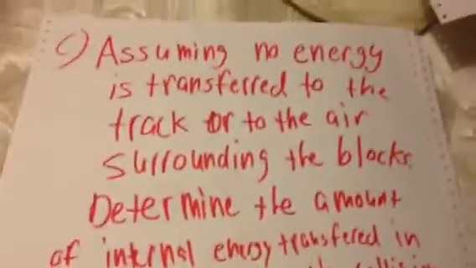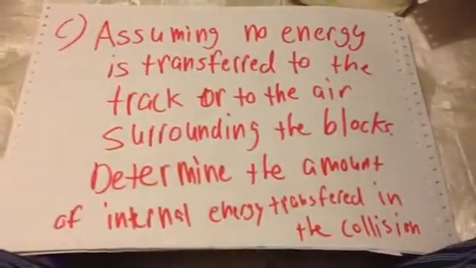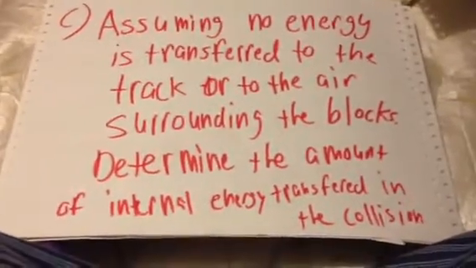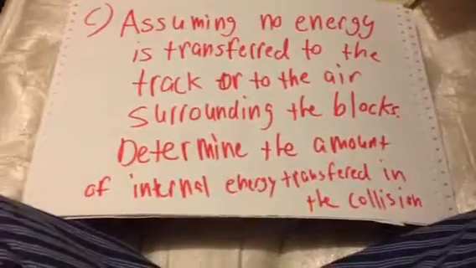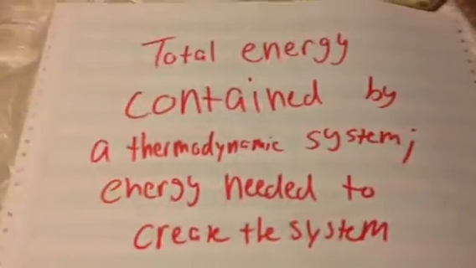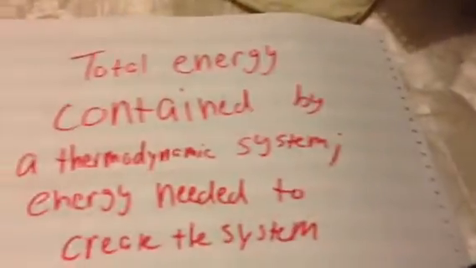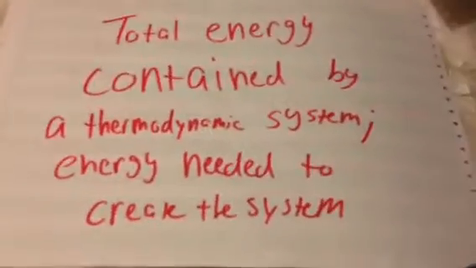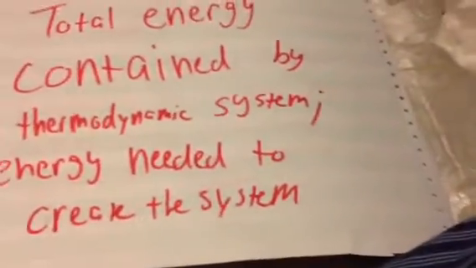Now, part C says, assuming no energy is transferred to the track or to the air surrounding the blocks, determine the amount of internal energy transferred in the collision. Now you're probably wondering exactly what internal energy is. So, what is internal energy? It is the total energy contained by a thermodynamic system. And it's the energy needed to create the system.